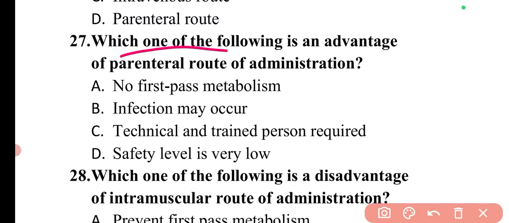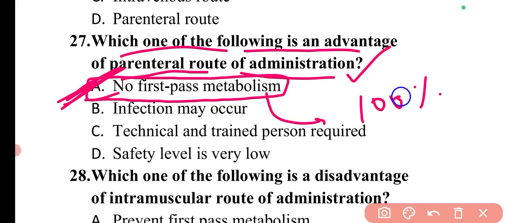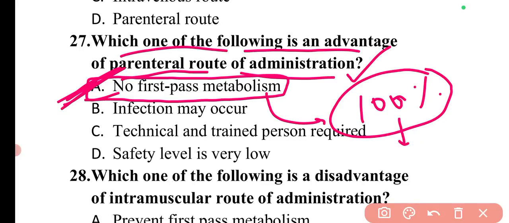Next question is, which one of the following is an advantage of parenteral route of administration? So the advantage of parenteral route of administration includes that it has no first pass metabolism. So here option A is correct, and due to no first pass metabolism, the bioavailability is 100% because the drug is administered directly into the systemic circulation, and this 100% bioavailability is seen in the intravenous route.